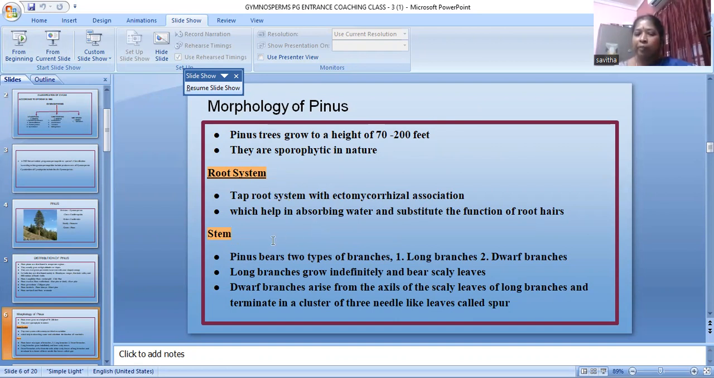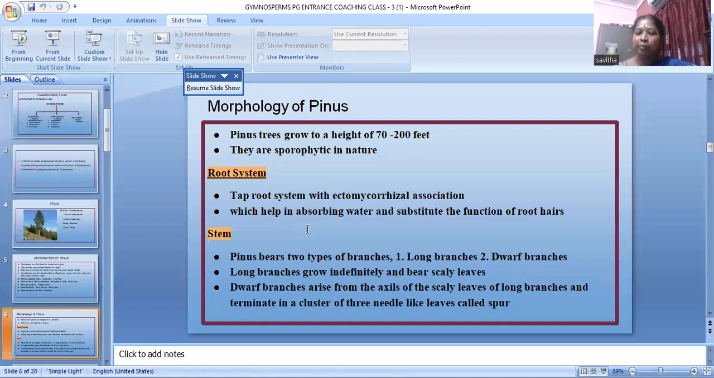When you come to the stem, Pinus bears two types of branches, long branches and dwarf branches. Long branches grow indefinitely and bear scaly leaves at the nodes. In the axils of the scaly leaves, dwarf branches arise and bear a cluster of needle-like leaves at their apex. Male cones are also formed in the axils of the long branches. This is about the stem.